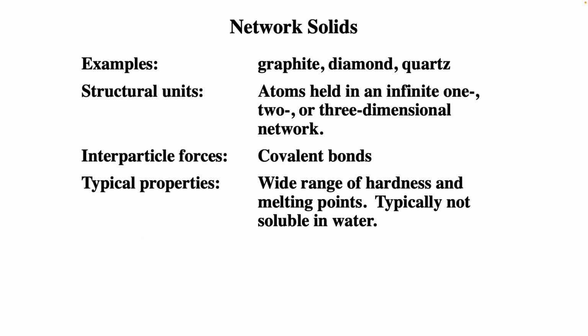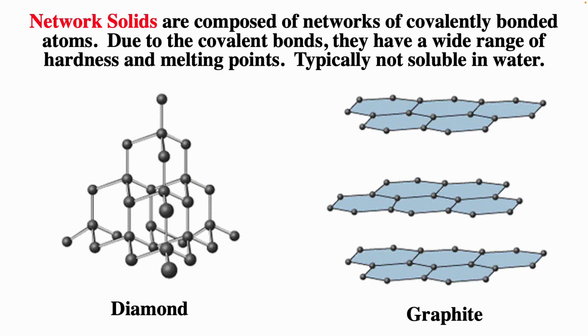For network solids, atoms are held by covalent bonds in 1, 2, or 3-dimensional networks. Now this will give you a wide range of hardnesses and melting points, typically not soluble in water. And so you can think about diamond. Each carbon is covalently bound to 4 other carbons. It produces a 3-dimensional structure.